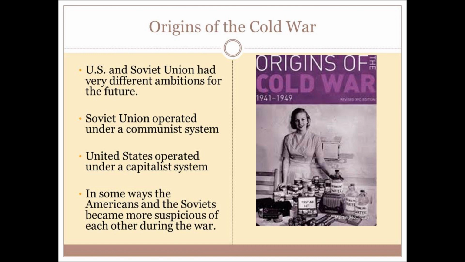In some ways, the Americans and the Soviets became more suspicious of each other during the war. By the end of World War II, Stalin was very untrusting of Harry Truman, who had taken over for FDR. And one of the things that really scared Stalin was when the United States dropped the bombs on Hiroshima and Nagasaki. He was not aware that the United States had nuclear power, and that was a fearful first step in this problem.